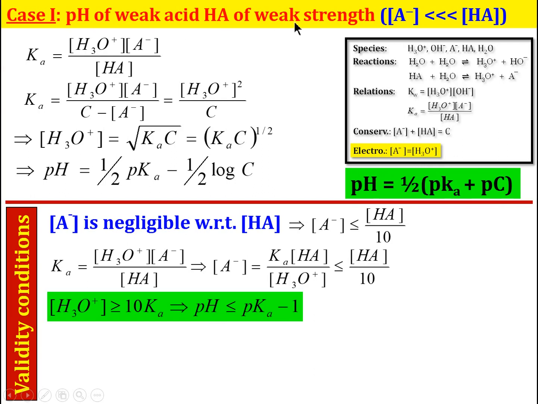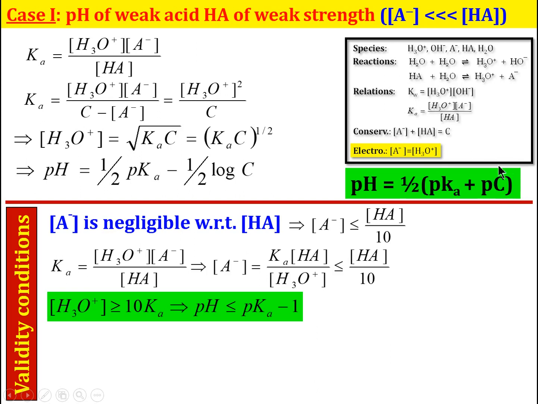So our proposal is not valid. So if pH is less than or equal to pKa minus 1, the formula pH equals half pKa plus pC is valid, and our proposal that the acid we used is a weak acid of weak strength is also valid.